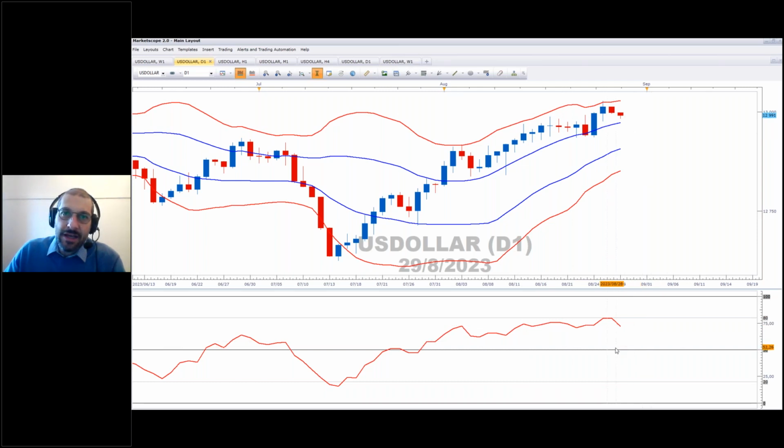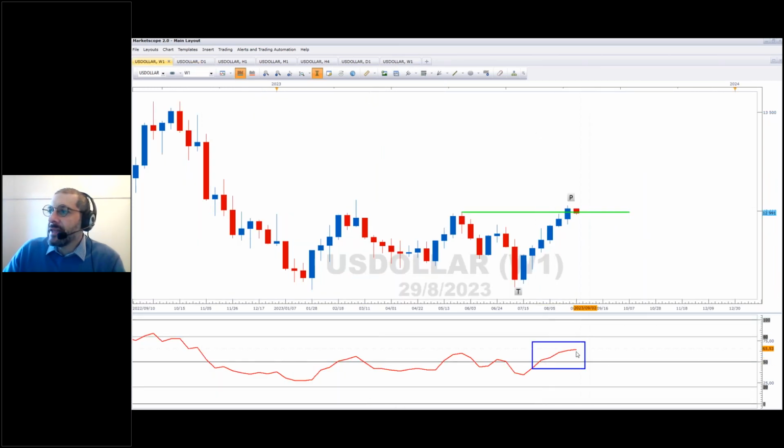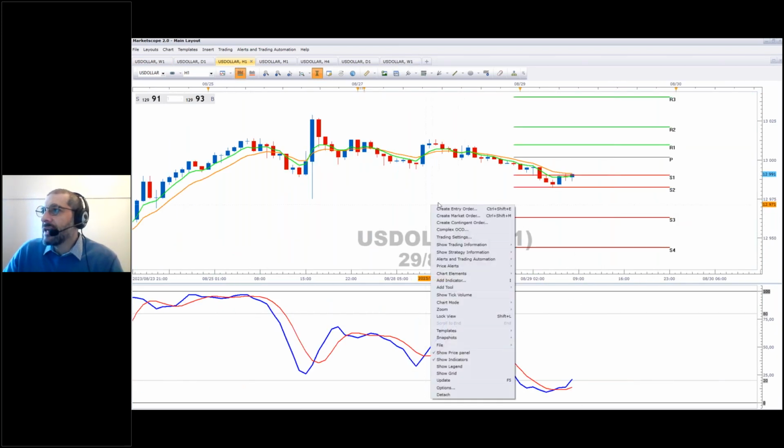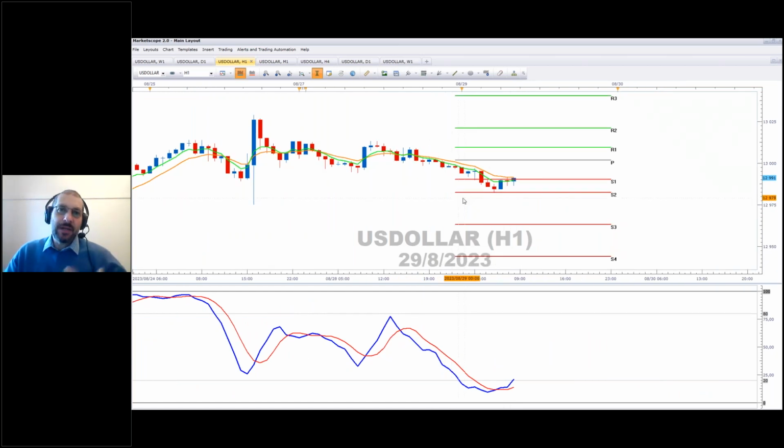The RSI is, in my opinion, in a more acceptable position, with a weekly chart that has an RSI above 50. But then let's go down to the hourly chart. On the hourly chart here, what we can do now is try and use the hourly for some sort of timing purposes.